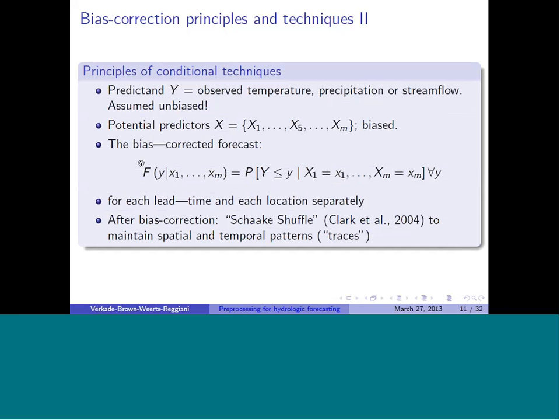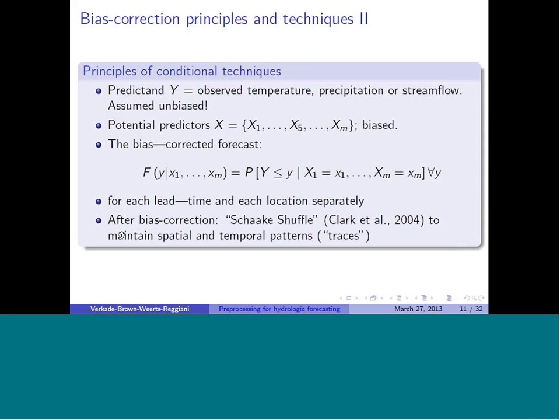In our case, we've not used all of the ensemble. You could conceivably use all of the ensemble members as predictors. In our case, for the conditional techniques, we've used the ensemble mean as a single predictor. We do this for each lead time and each location separately, and after the bias correction, we apply the Schaake shuffle to maintain the spatial and temporal patterns.